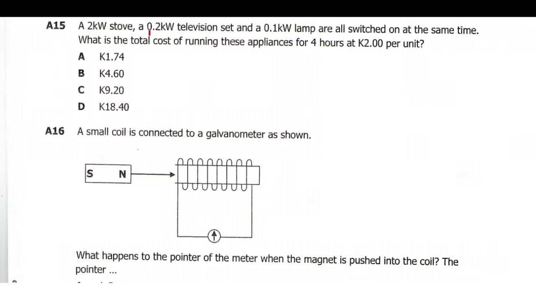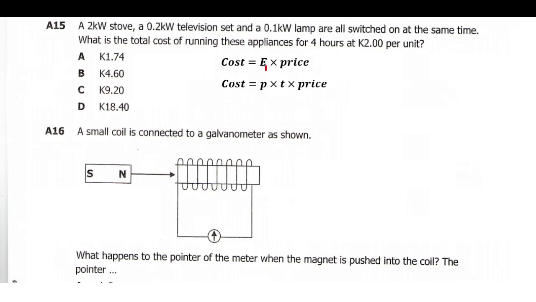So first of all, we need to add the total power that they're using, and then we'll see the formula. The formula for cost is equal to energy times price. Here, energy is found by power times time, then times the price.